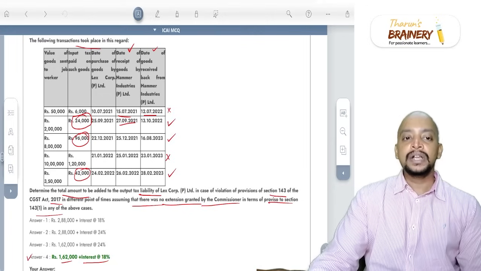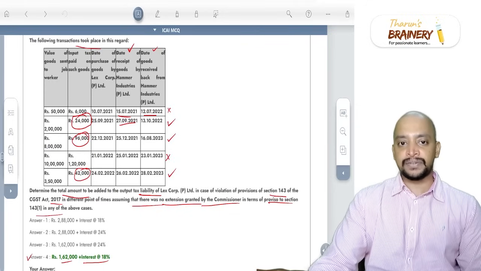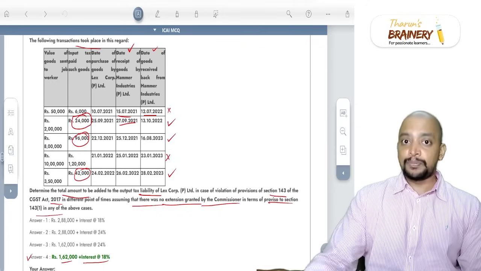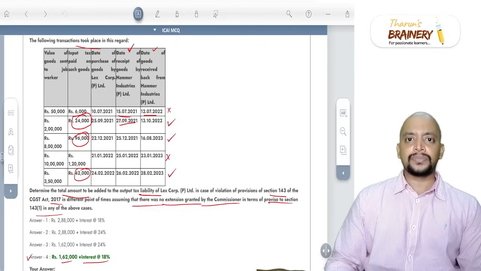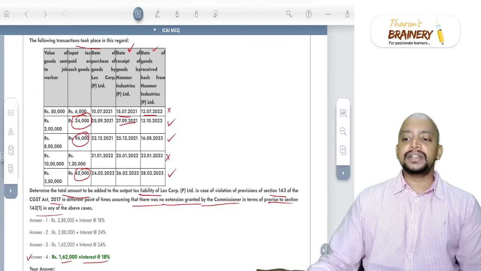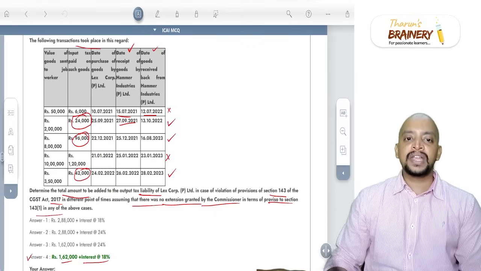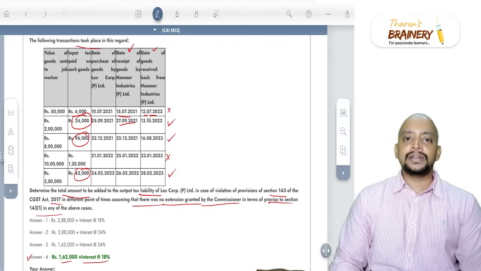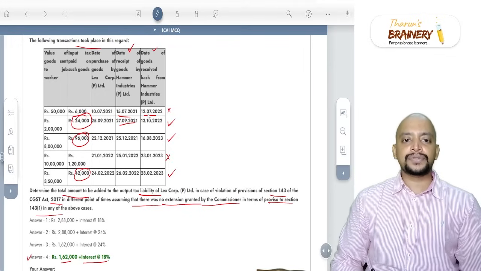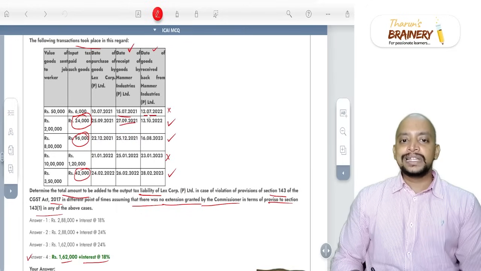from Hammer Industries. So first case, if you see, what is the date on which it is received by the Hammer Industries? 15/7. What is the date on which goods are received back from Hammer Industries? 12/7. Is it within 1 year or beyond 1 year? Definitely it is within 1 year. As it is within 1 year, we don't have to add it to the liability. So whereas the next case, if you see, next case 24,000, 27/9/2021 to 13/10/2022. Is it within 1 year or beyond 1 year? Beyond 1 year. So we need to add it to the liability.